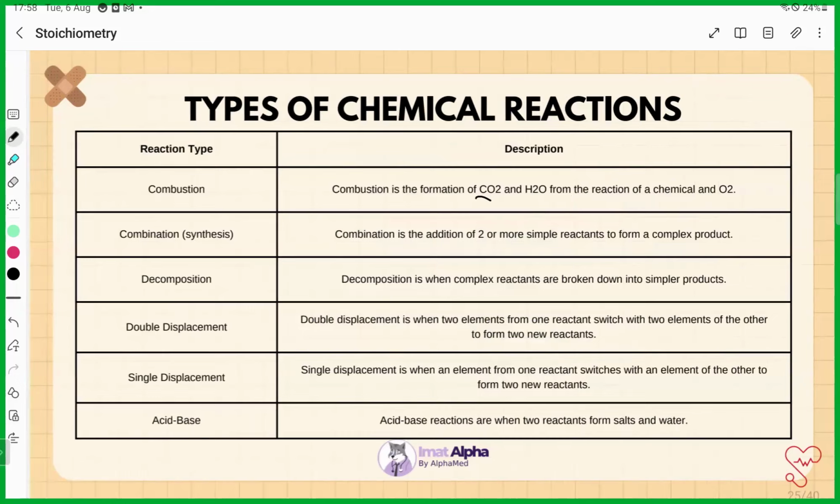Decomposition reaction is when complex reactants are broken down into simpler products. Double displacement is when two elements from one reactant switch with two elements from the other to form new products. Single displacement is when an element from one reactant switches with an element in the other to form two new products. Always remember that the one after the plus should go out by itself. Acid-base is a neutralization reaction forming salt and water.